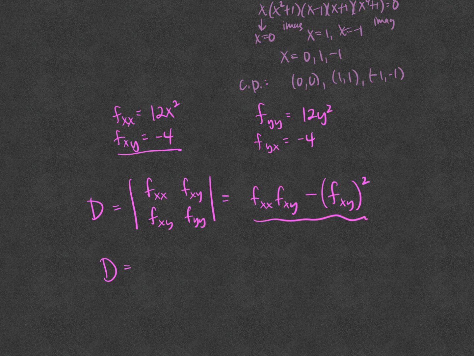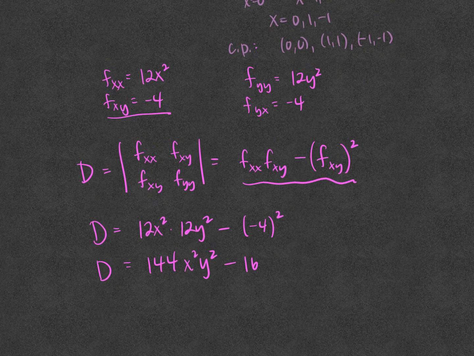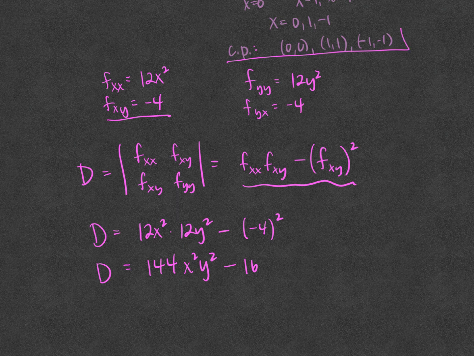So D is equal to f of xx, 12x squared, times f of yy, 12y squared, minus parentheses negative 4 quantity squared. So D is 144x squared y squared minus 16, since 4 squared is 16. We're going to pause there for just a second. Now what we have here is our D value, and we have to check each critical point. And we have 3 critical points up here.